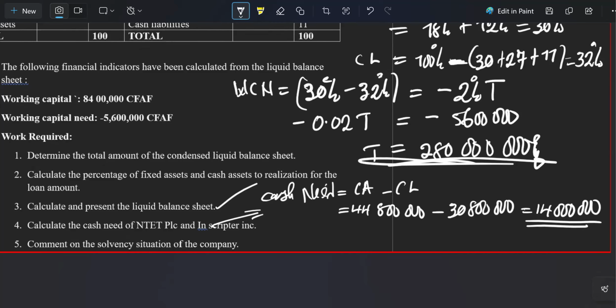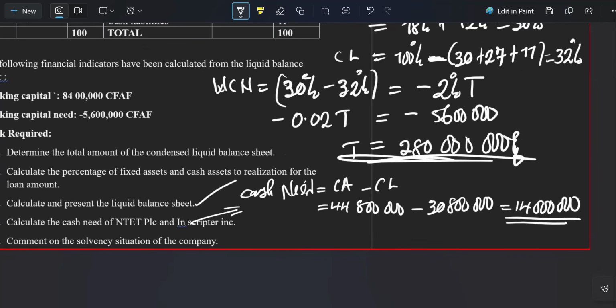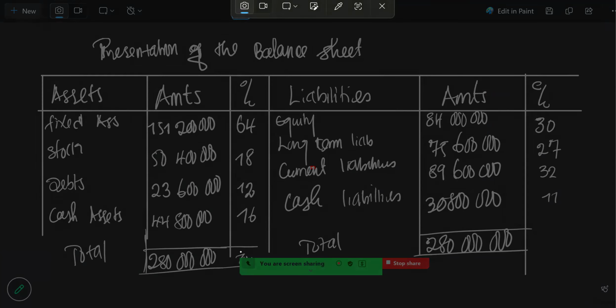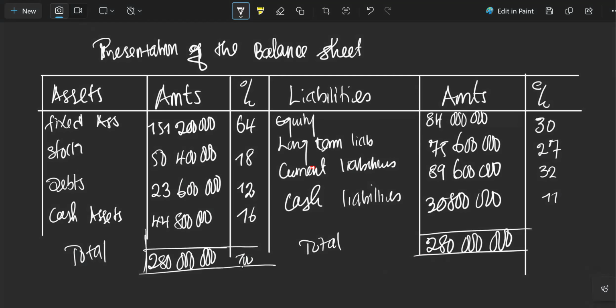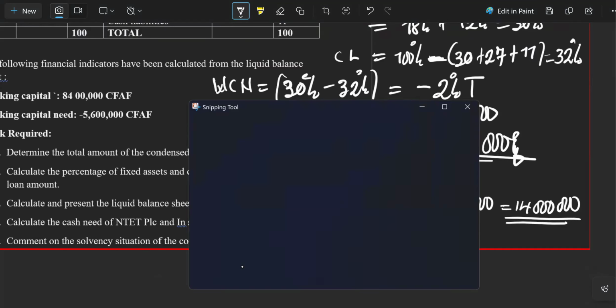Now let's go to the next question. They say you comment on the solvency situation of the company. All right. So for us to comment on the solvency situation of the company, this is what we have to say. Commenting, we have a positive working capital of 18%. Let's see how to comment. Let's try to do some comments.